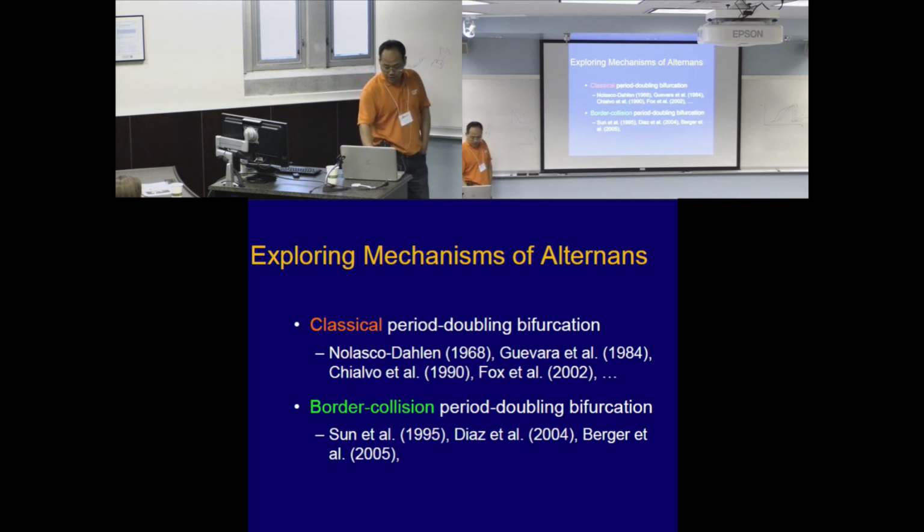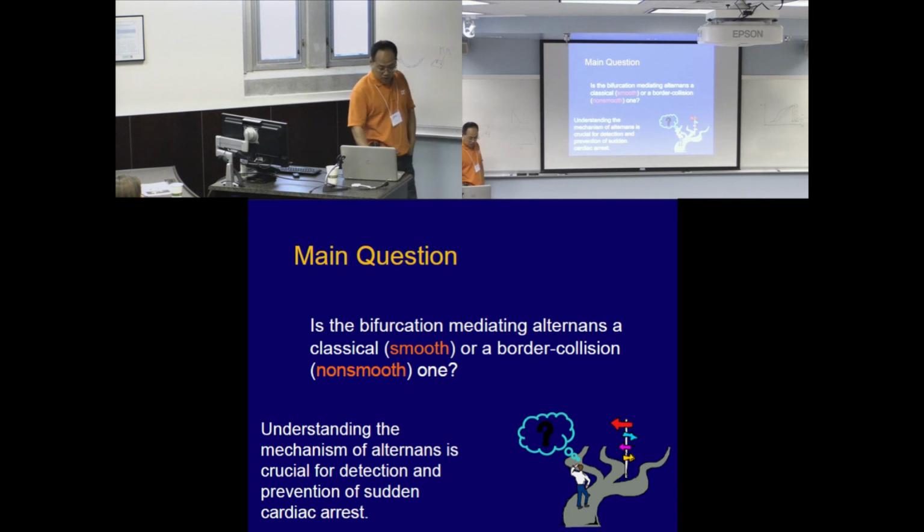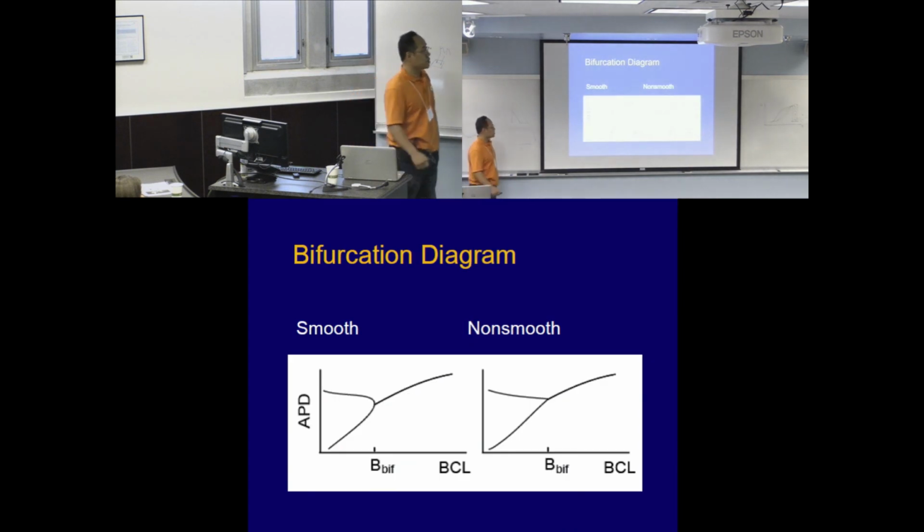So now the question is, period-doubling bifurcation in theory can occur through either a smooth bifurcation mechanism or border collision, and how do we know what is the more appropriate mechanism to describe alternans? Is it possible to distinguish between smooth and non-smooth? That is the question we are trying to answer.